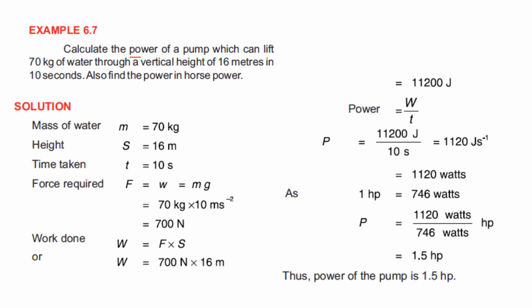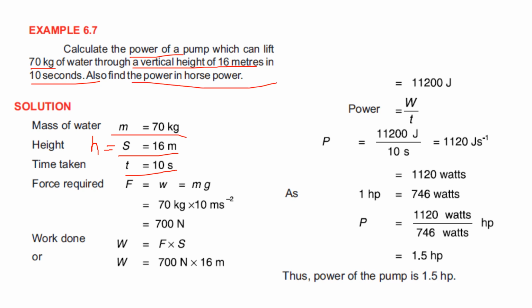Calculate the power of a pump. We have to calculate the power, right? In the case of a pump, which can lift 70 kg of water, it means the mass is given, that is 70 kg, through a vertical height of 16 meter. The height is given to you, that is 16 meter. This distance is basically a height, in 10 seconds, so time t is equal to 10 second. Also find the power in horsepower.